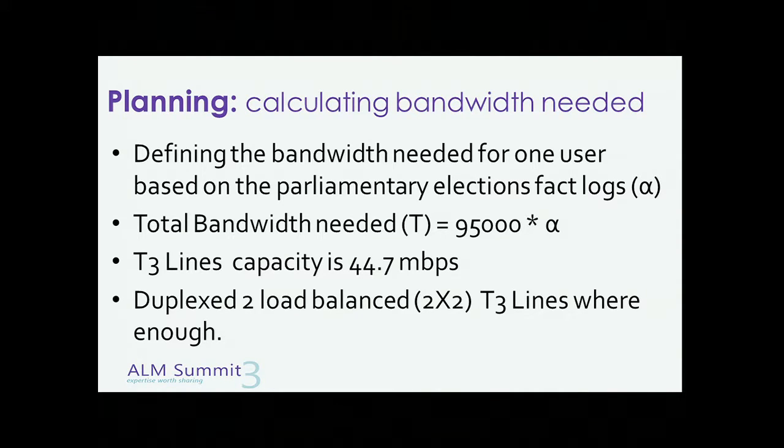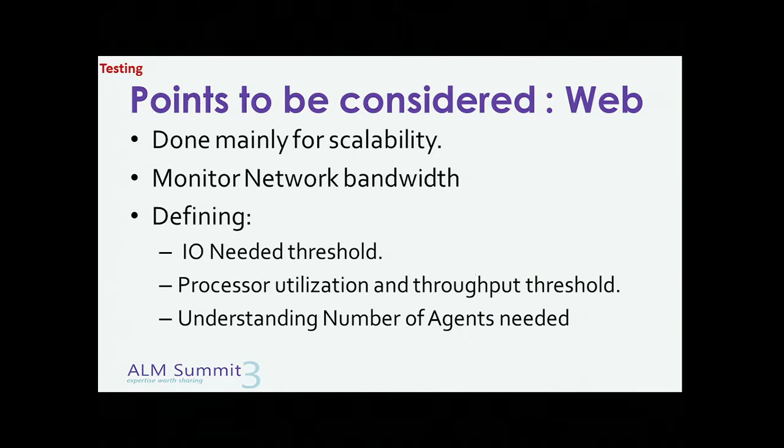Additionally, we had to calculate the expected bandwidth, which was an expected bottleneck for our system. And this was not complicated. We tried to measure the needed amount of bandwidth for a single user and multiplied it by 95,000. And initially, duplex 2 load-balanced T3 lines were enough at this moment.